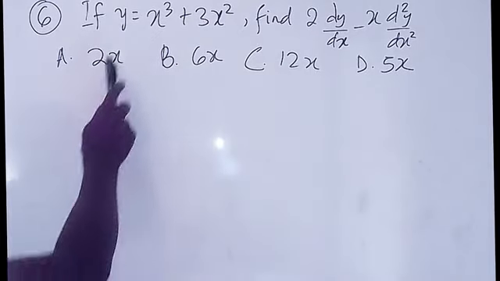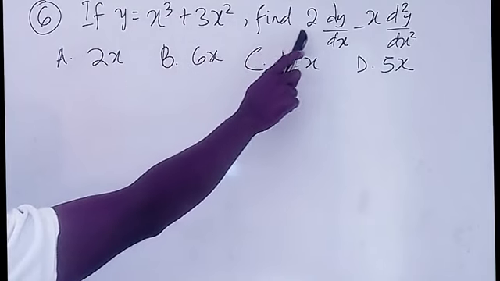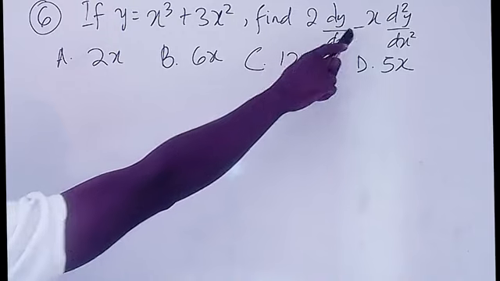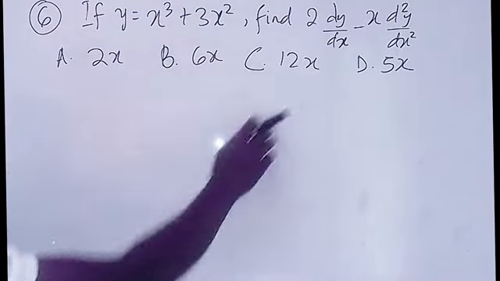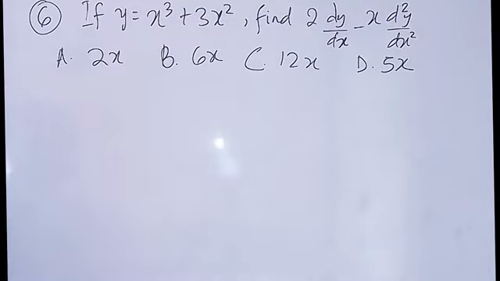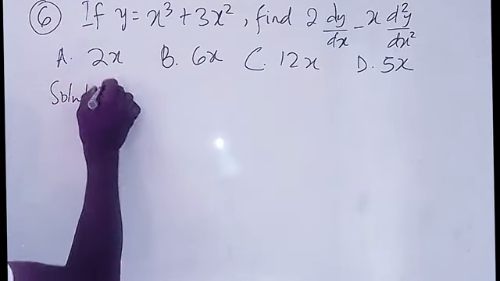Question number 6. If y equals x to the power of 3 plus 3x squared, find 2 dy/dx minus x d squared y over dx squared. So we have these options. Now you can pause the video, solve it yourself, then come and check your result. Now we are going to solve this.